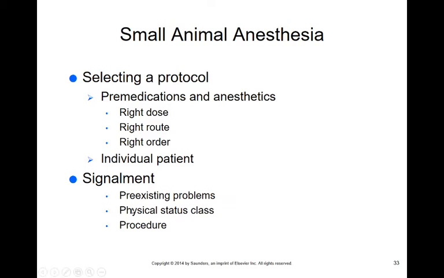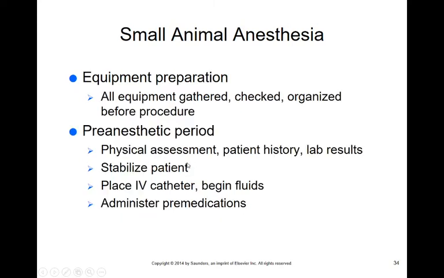Okay. Signalment. Signalment will tell us a lot about the patient. Remember, breed, age, and sex are going to tell us a lot about possible pre-existing problems, their physical status class, and procedure. Typically, with brachycephalic dogs, we're a lot more careful with anesthesia. They just don't breathe well on their own in a normal situation.